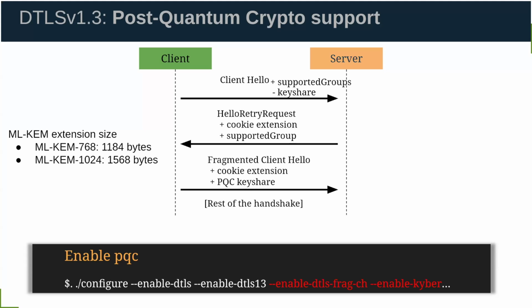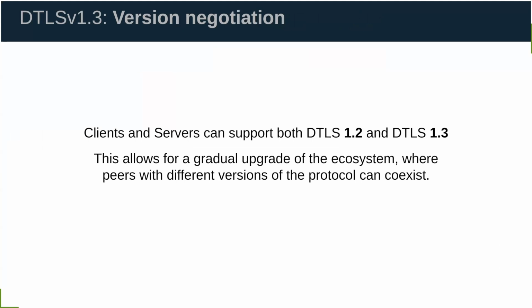The slide deck will be available after the webinar. The version of the protocol can be negotiated. You can have a client or a server that supports both versions at the same time, and then it nicely falls back when speaking with a peer that only speaks the older version. This allows for a gradual upgrade of your ecosystem, when peers of different versions can coexist.